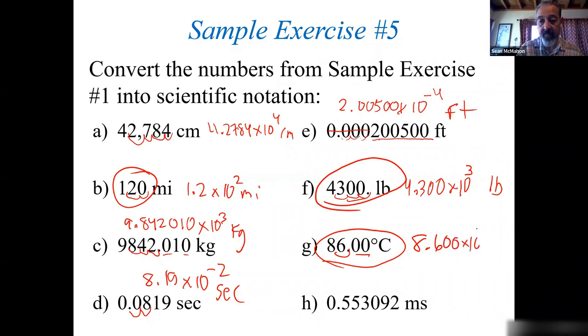8.600 times 10 to the +1 because it's greater than 0 degrees Celsius. This, I'm moving it over 1. So it's 5.5392 times 10 to the -1. Why is it negative? It's less than 1, milliseconds.